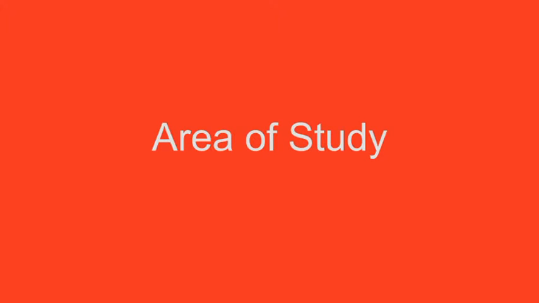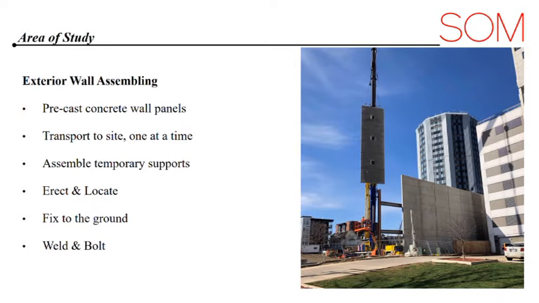Now let's get started with the area of study. The construction process we observed and analyzed is the exterior wall assembling. All the concrete wall panels are precasted in the factory and transported to the construction site by trucks. Due to the limit of the site, wall panels are transported only one at a time.